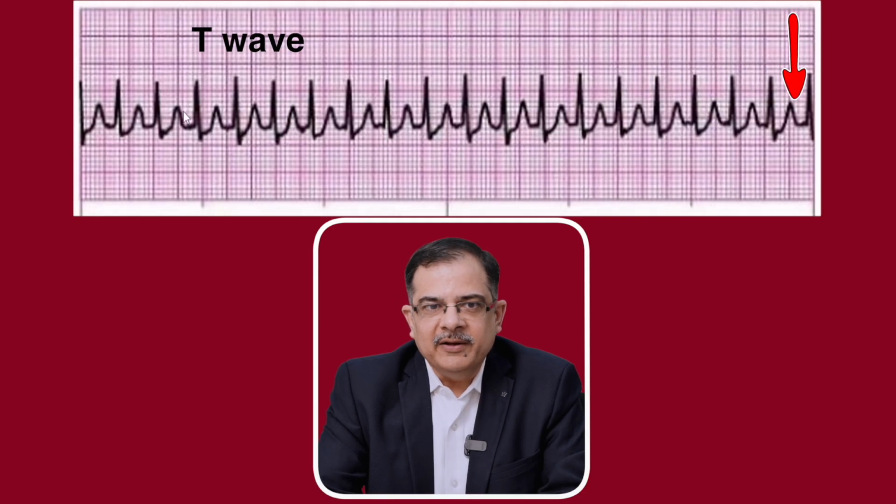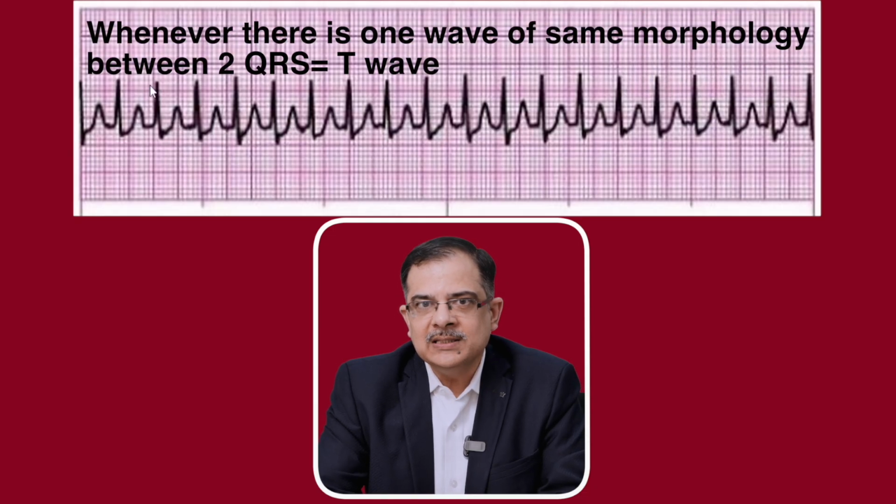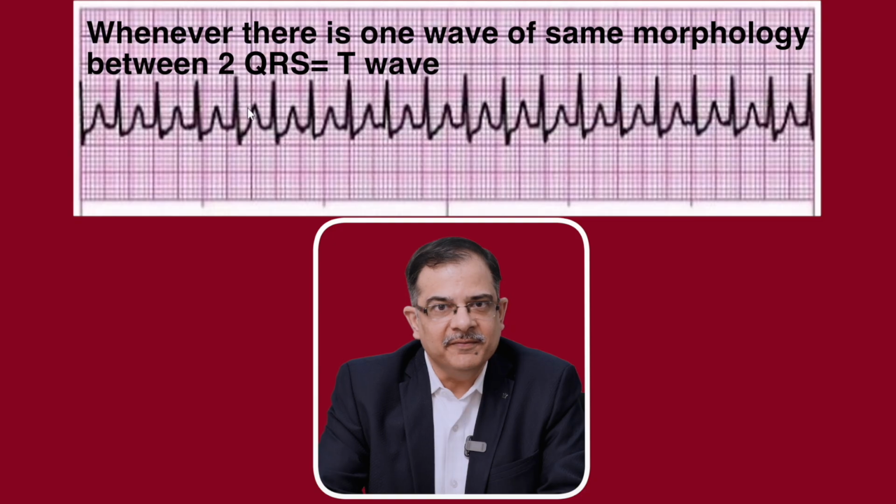P wave is hidden. But how will you say that this is a T wave? The reason is, whenever between two QRS complexes you find only one wave of the same morphology, consider that wave as the T wave. So this is a T wave. P is absent. This is the abnormality of the P wave.